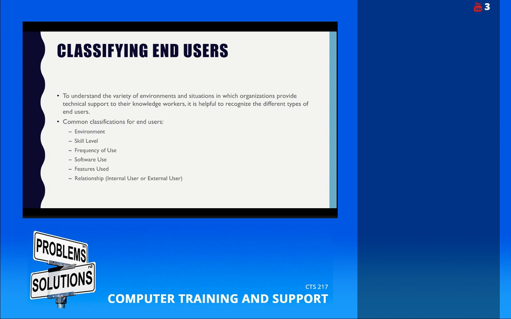So I'm going to go over this slide and leave you with a couple words, and that'll be it. To understand the variety of environments and situations in which organizations provide technical support to their knowledge workers, it is helpful to recognize the different types of end users. And these are environment, skill level, frequency of use, software use, features used, and the relationship of the user to the company, whether they're an internal user or an external user.